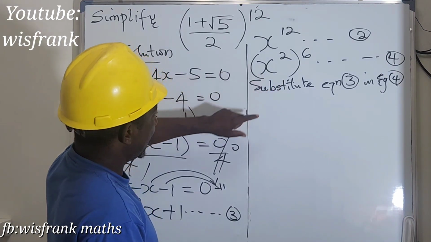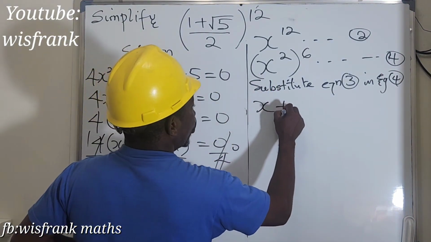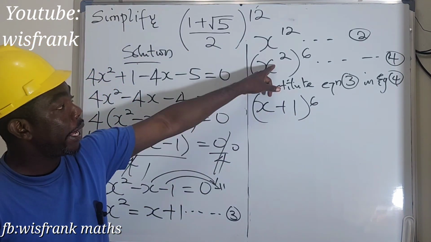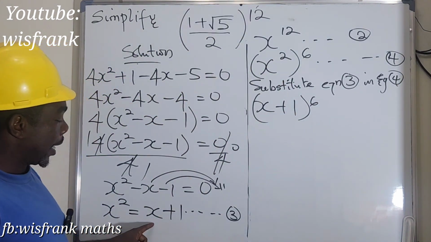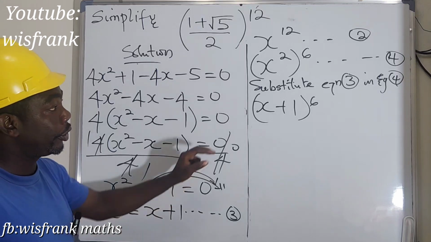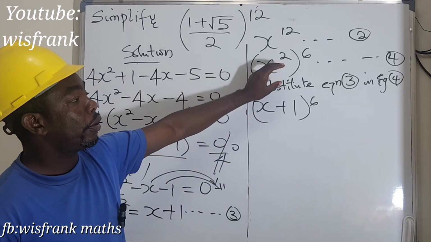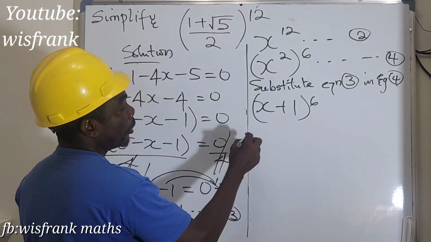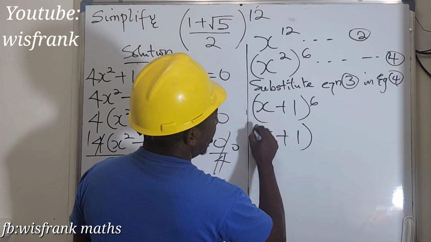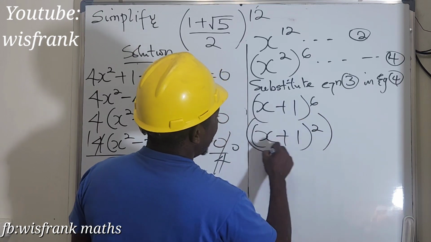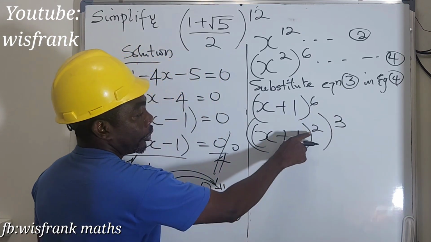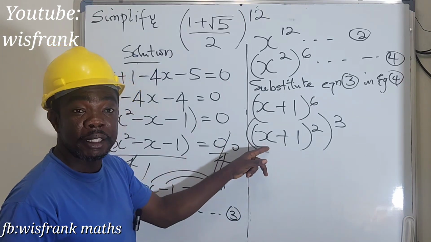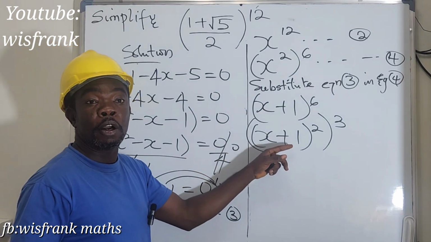So in that case, we have x plus 1 all to the power of 6. That is what it becomes. X raised to the power of 2 is x plus 1. That is what we've just done, substituting that into equation 4. So we are going to expand this. This will give us x plus 1 all to the power of 2 raised to the power of 3, because 2 times 3 gives us 6. So we have the inside of the parentheses as x plus 1 to the power of 2.